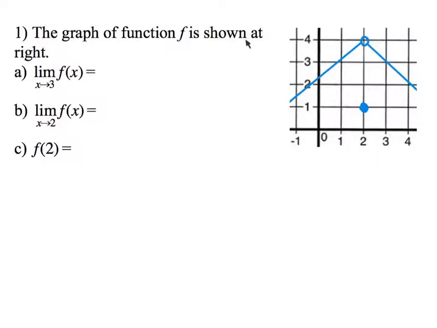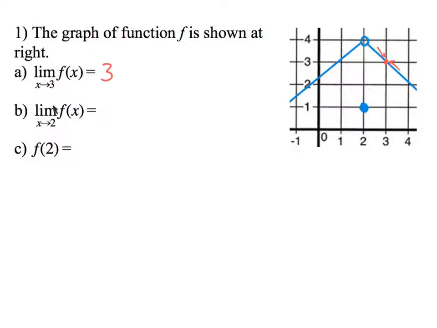The graph of the function f is shown at right. So this is function f. So the limit as x approaches 3 of the function, what would that be? What that's saying in this situation is here is 3. As we approach 3 from both sides, what are we approaching? What is the output? And you can see right there, we are approaching from both sides the value of 3.